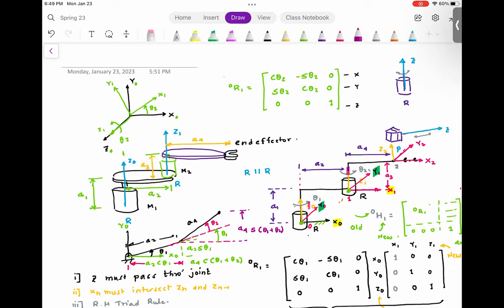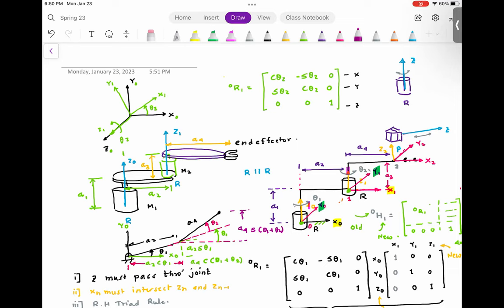You are always going to use the right-hand coordinate frame. Rule number 1: the axis must pass through the joint. If you have a revolute joint or a prismatic joint, the axis must pass through that joint. Whether it goes above, below, left, right, doesn't matter. But it has to pass through that joint. Everyone understood this? Rule number 2: for each Zn, there has to be an Xn. Xn must intersect Zn and Zn minus 1.